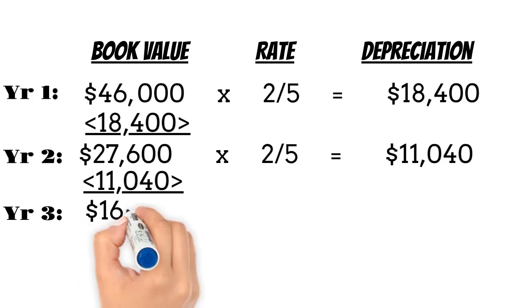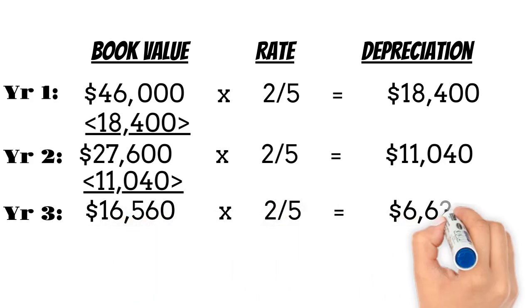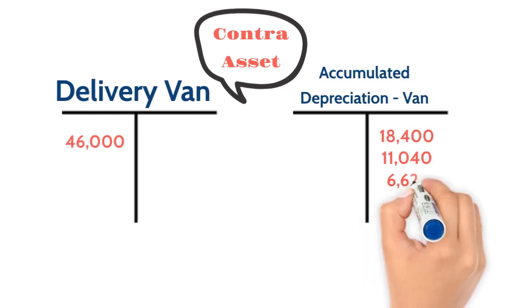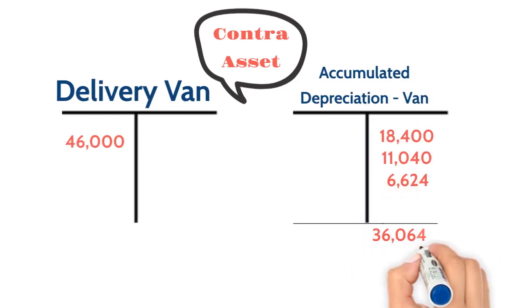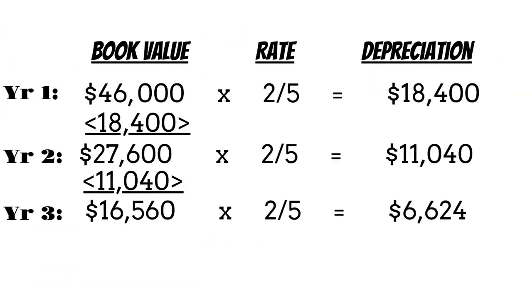So now let's move on to year 3. Taking the current book value and multiplying by 2/5 is $6,624. Once we update the $6,624 in our T account, you can see the book value at the end of year 3 is $9,936.